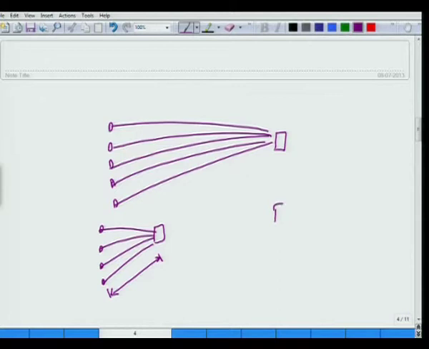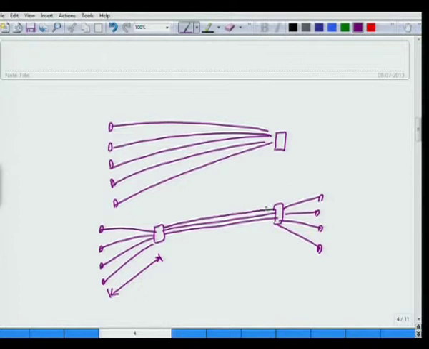Now, I can create in another city another exchange of a similar kind, and I can connect the users there. Now, I can connect a few lines in between these two cities. These are known as trunk lines, and I keep them in few numbers, not a very large number.